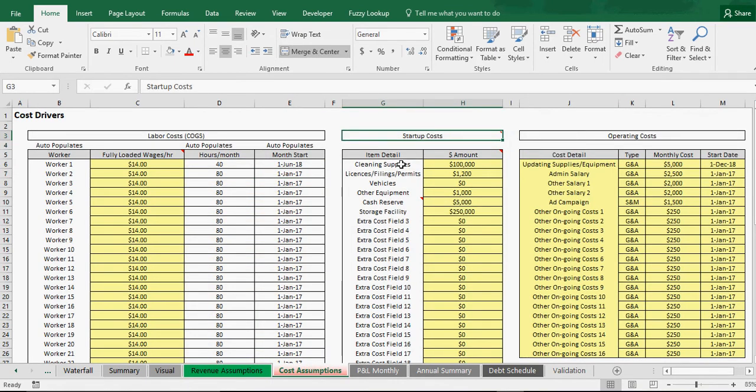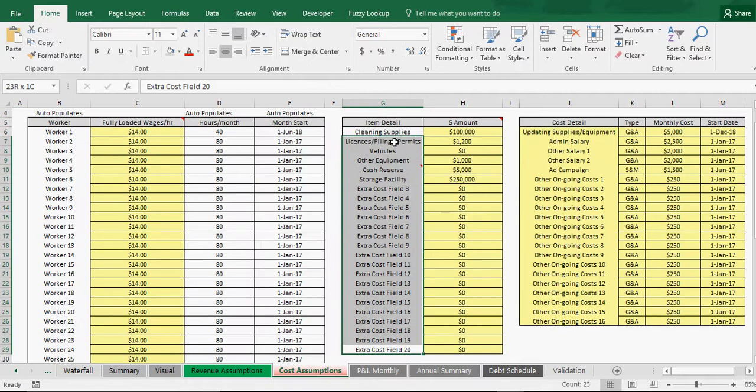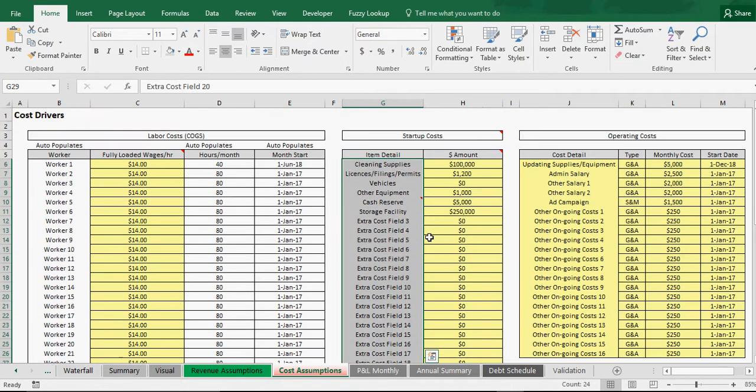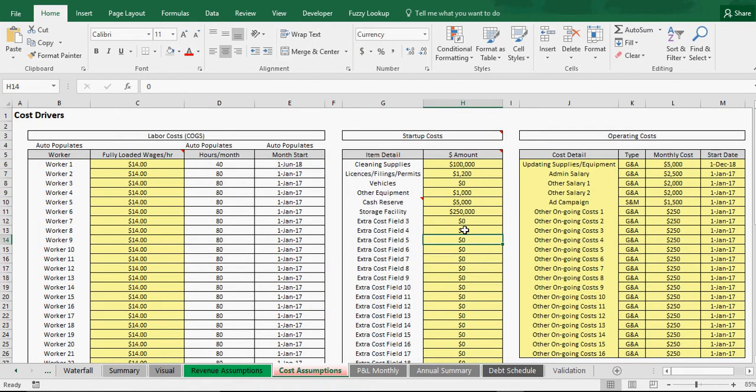Then you've got your startup cost. So this is going to be what you actually have to spend money on to start the business. Well, you've got to buy cleaning supplies, cleaning equipment. You might have to get permits, licenses, possibly vehicles, possibly other equipment, cash reserve, maybe a storage facility to store everything. You've got a total of 24 slots here to put things, so that should cover all your major items of pretty much any kind of business scenario. And I made notes where applicable in the cells, you can see.